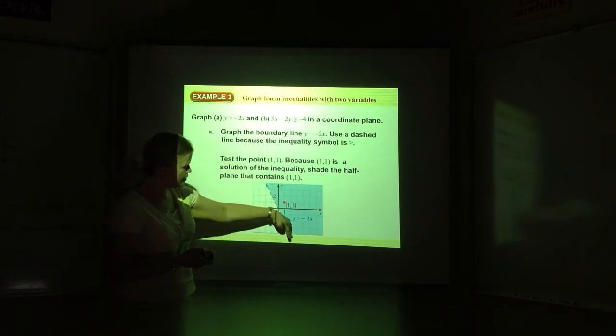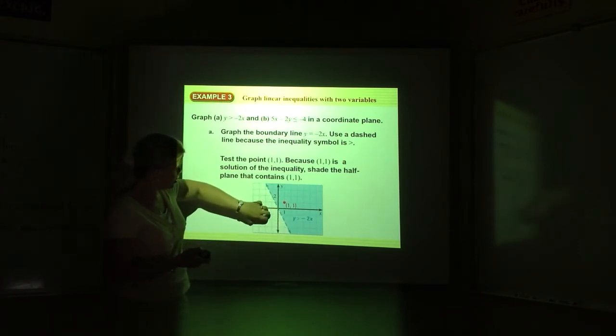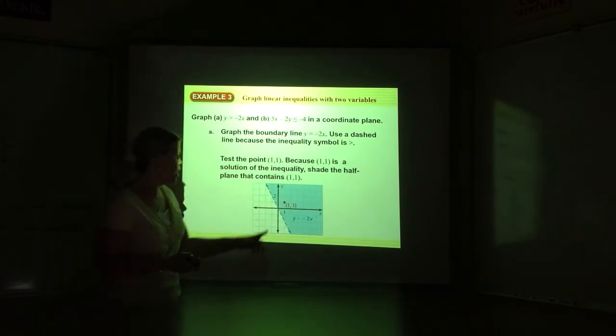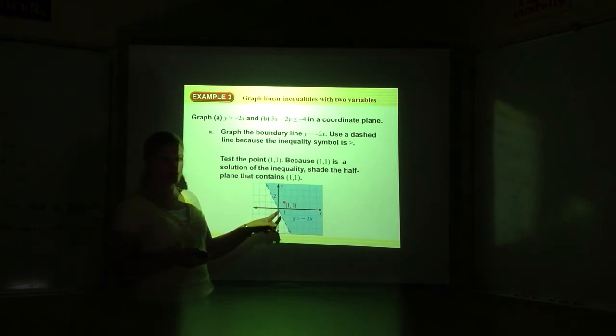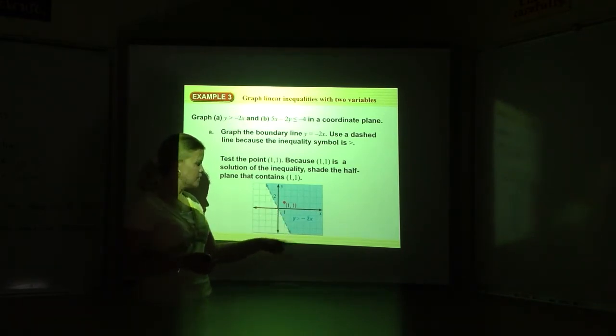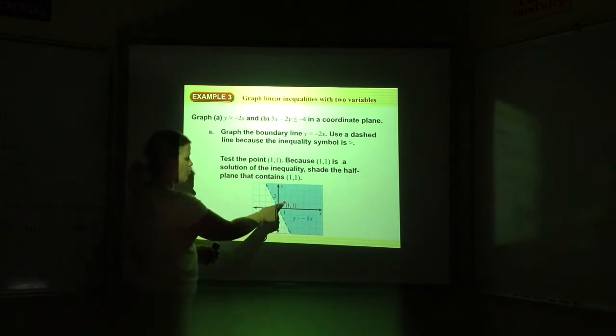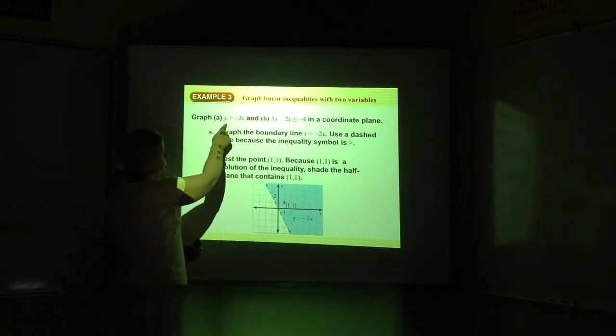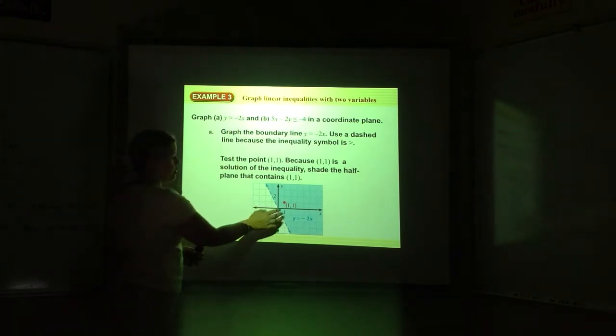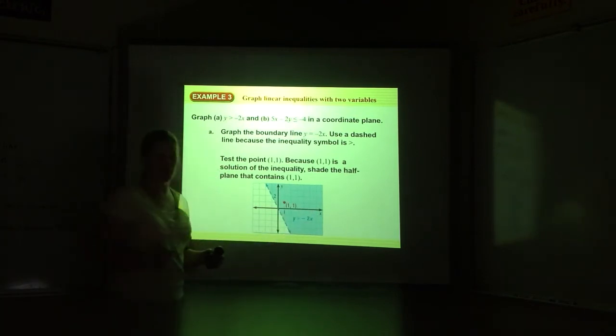Now we've got this dividing line. We don't know whether we're going to shade over here or over here. Any idea why we didn't use 0, 0 this time? Right, because it's right on the line. So let's pick an easy point. How about 1, 1? If we put 1 in, is 1 greater than negative 2 times 1? Yeah, 1 is greater, so we get to shade over it.